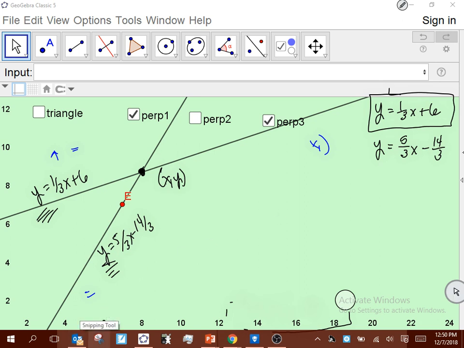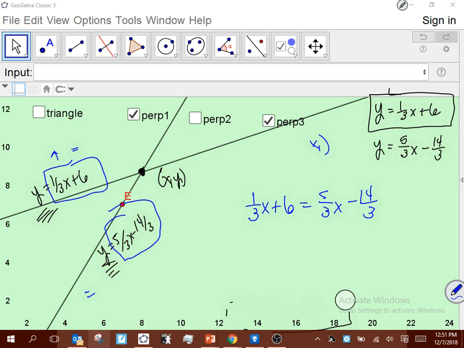If those are the same, doesn't it tell us that 1/3 x + 6 is the same thing as 5/3 x - 14/3? If these y's are the same, then those two things are the same, right? Is that okay with everybody? Can you solve that equation? That equation, one variable. What would you think about multiplying everything by in order to solve that equation?